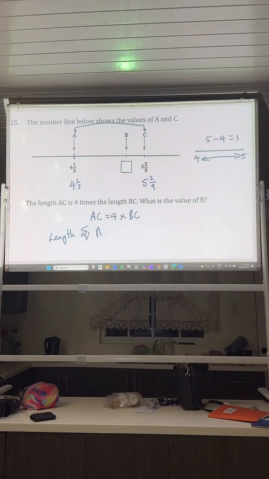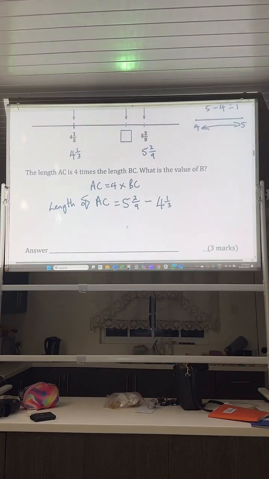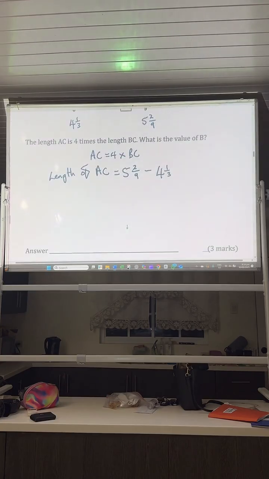of AC, it would be equal to the larger fraction, well, mixed number in this case, which is 5 and 2 over 9, minus the smaller mixed number, 5 and 1 over 3. That is how we find the length of this line. So the most effective way to do this is to minus the whole numbers first. When you minus the whole numbers, you would get 1.